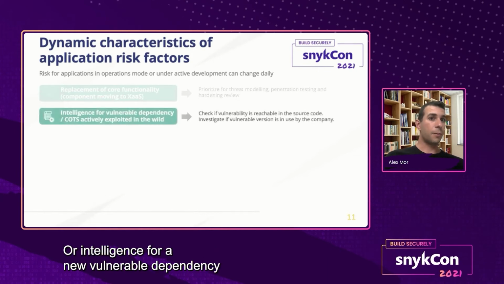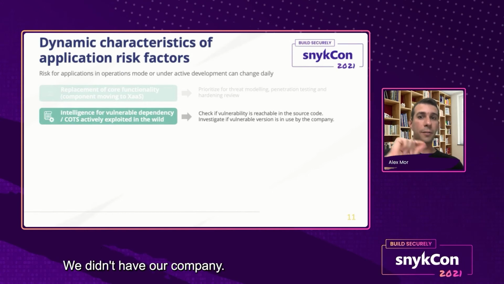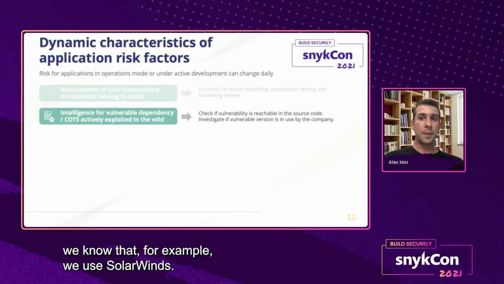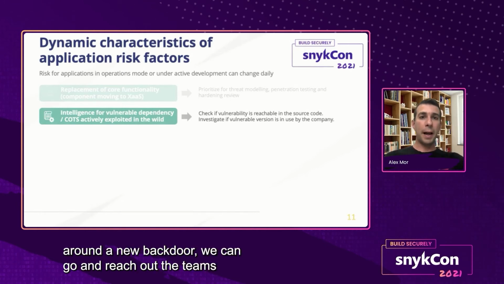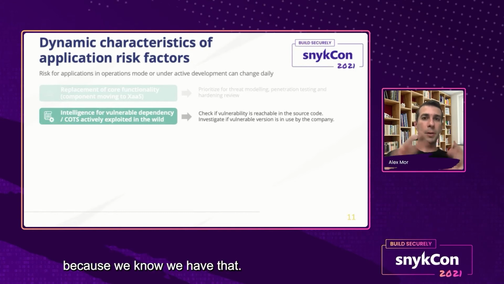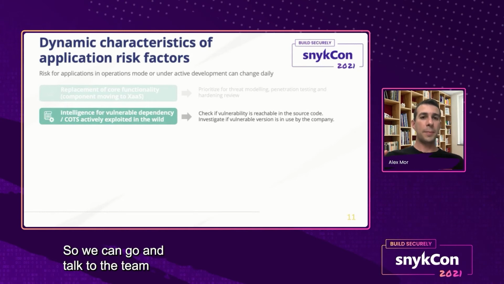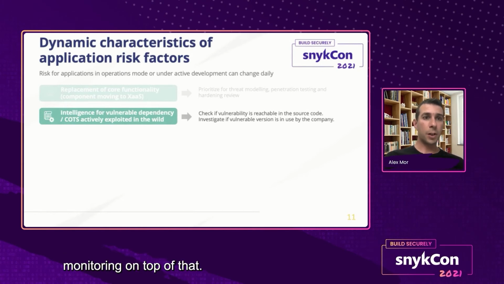Or intelligence for a new vulnerable dependency, or new component that is used, or a new product within our company, right? Because we have the complete bill of materials. We know that, for example, we use SolarWinds, and if there's intelligence around a new backdoor, we can reach out to the teams, because we know we have that vulnerable version. We know where we are, so we can talk to the team, try to understand the risk, and set some more monitoring on top of that.